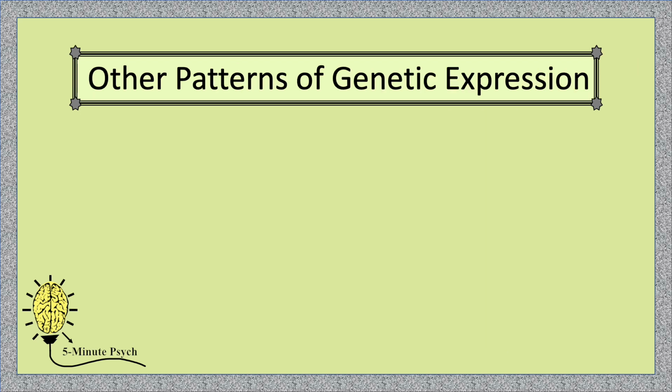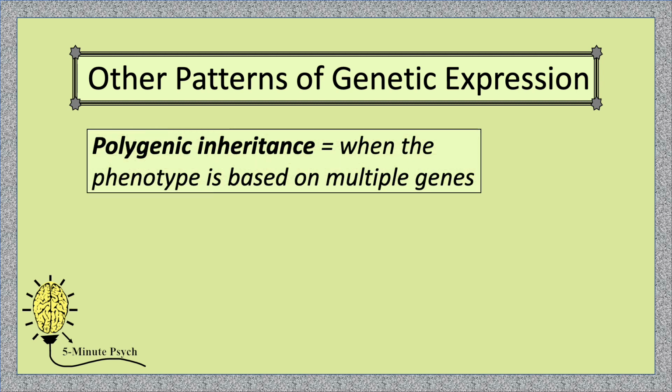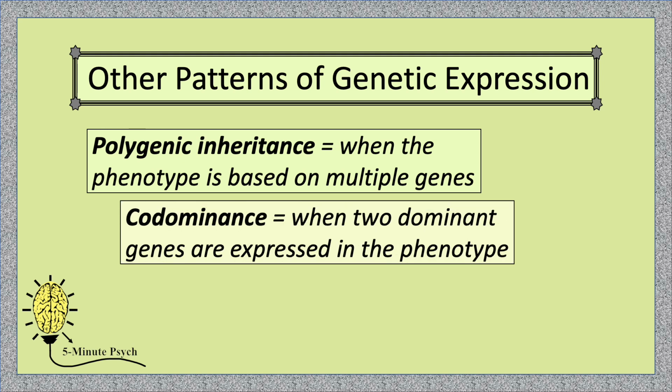But often, the way that a trait is expressed is based on multiple genes, called polygenic inheritance, like it is with eye color, height, weight, intelligence, and even personality. It's also possible that genetic expression is codominant, where you have 2 dominant genes that produce a phenotype that's a combination between the 2 genes, and both get to be fully and equally expressed. An example of this is when you have blood type AB.